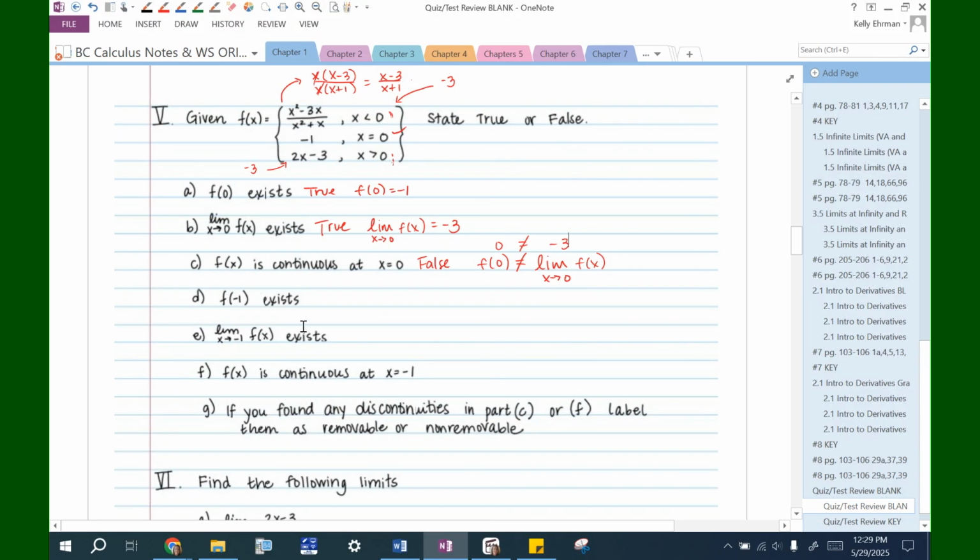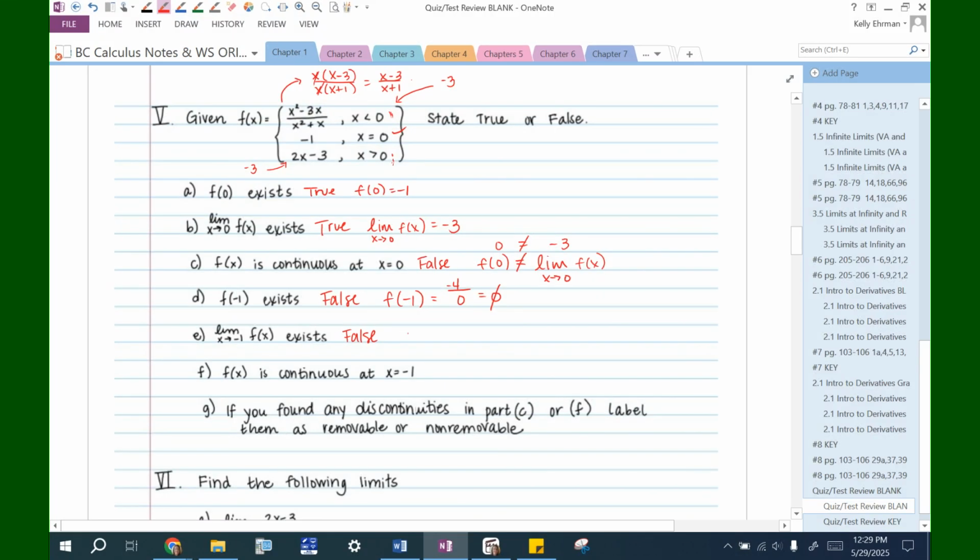F of negative 1 exists. Can I plug negative 1 into the function? So negative 1 is an x value that's less than 0, so I plug into the top piece. If I plug that in, I get negative 4 over 0, so that's false. F of negative 1 equals negative 4 over 0, which is undefined. The limit as x approaches negative 1 exists. That's false because negative 1 is a vertical asymptote of this piece of the function.